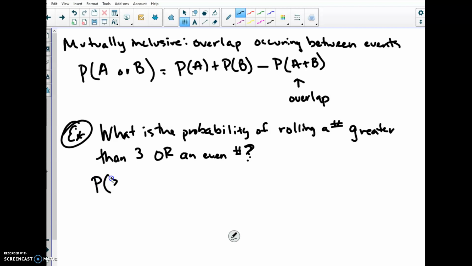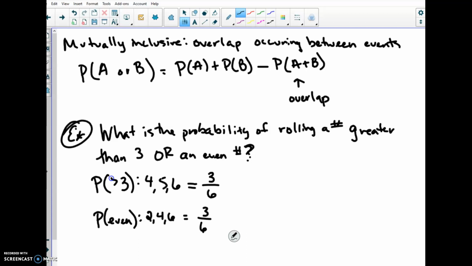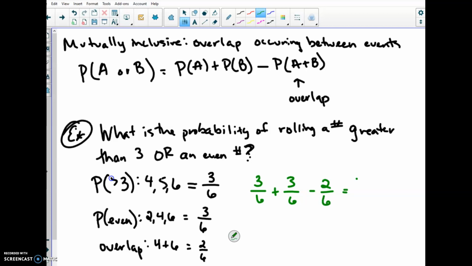So if we have greater than 3, I'm just listing out my options. This could be a 4, 5, or 6. So my probability is 3 out of 6. And then if I have a probability of even, my numbers are 2, 4, 6. And then my overlap is the 4 and 6. So that's going to be 2 out of 6. So what I'm going to do here is I have 3 over 6 plus 3 over 6 minus that overlap. So when I do that, I end up getting 4 out of 6 equals 2/3. And that makes sense. Some people will just look at this and say, okay, I know the 4 and 6 overlap, so I'm going to take those off regardless.